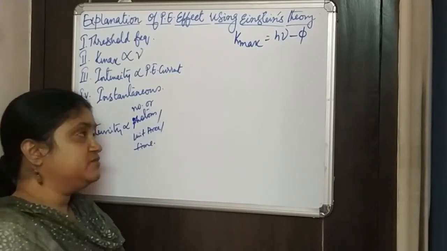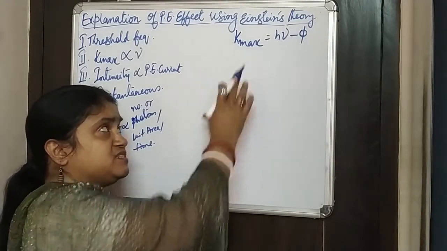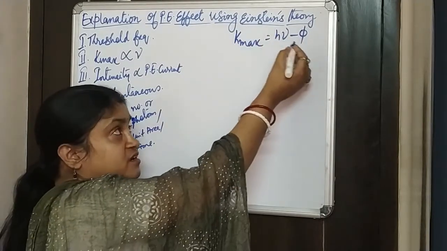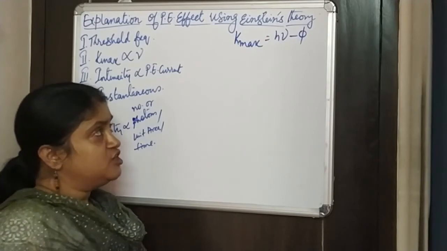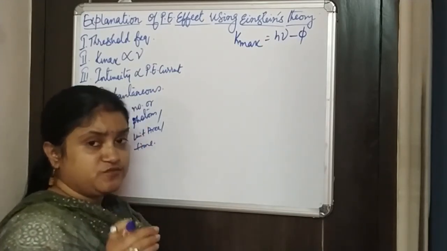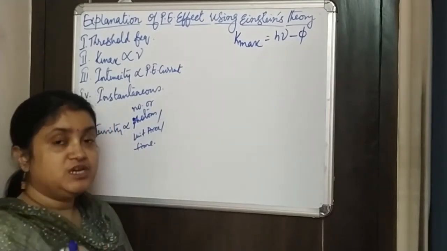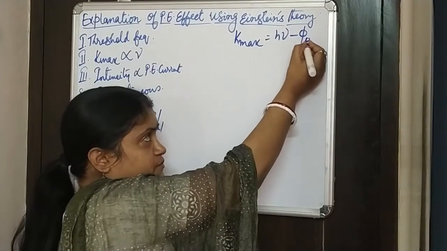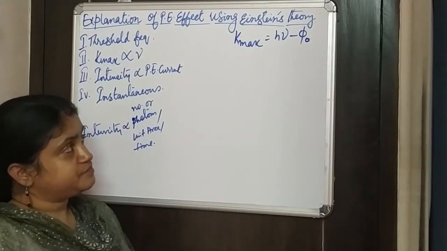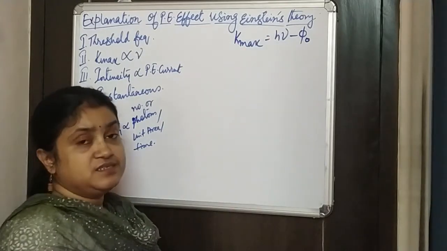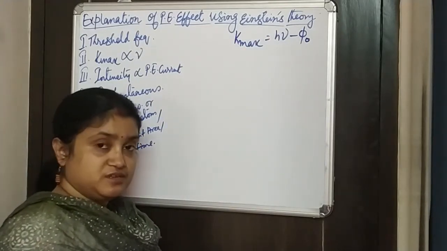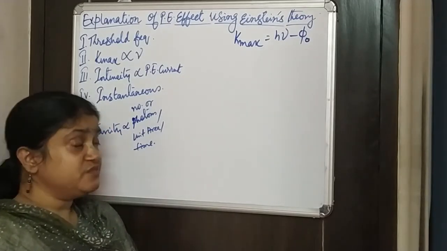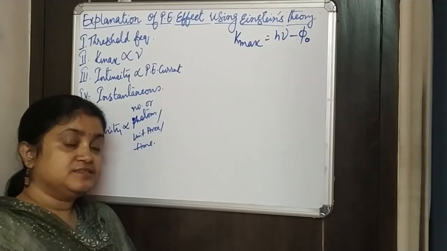From Einstein's theory we have seen the equation which says that the maximum kinetic energy of the photoelectrons coming out is h nu minus phi. Here phi is the work function of the material. Let's take phi naught as the minimum energy for a particular metal for the electrons to come out. This is the work function, and this is the equation given by Einstein for the explanation of the photoelectric effect.